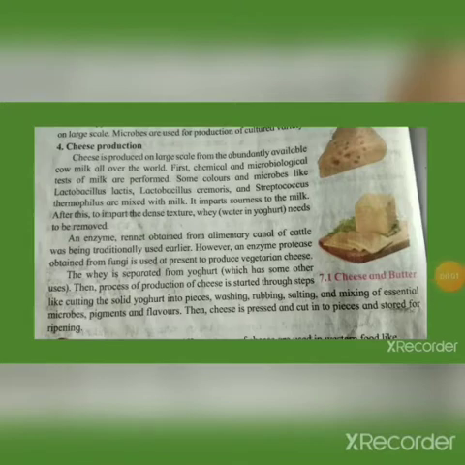Cheese production. Cheese is produced on a large scale from the abundantly available cow milk all over the world. First, chemical and microbiological tests of milk are performed. Some colors and microbes like Lactobacillus lactis, Lactobacillus cremoris and Streptococcus thermophilus are mixed with the milk. It imparts sourness to the milk. After this, it imparts a dense texture. Water in the curd needs to be removed.